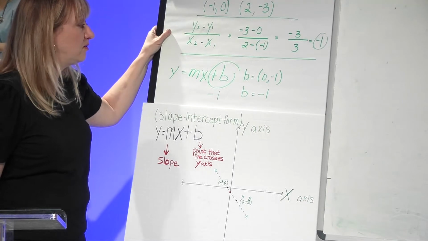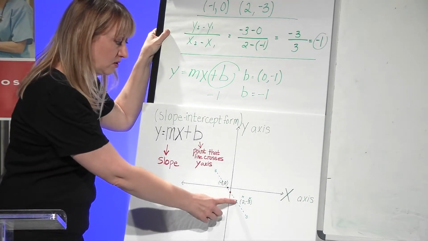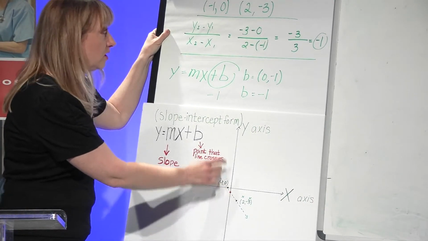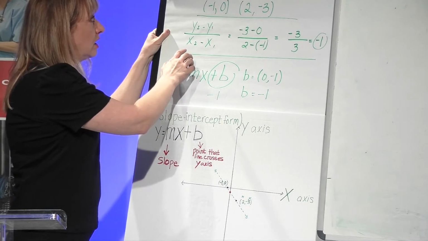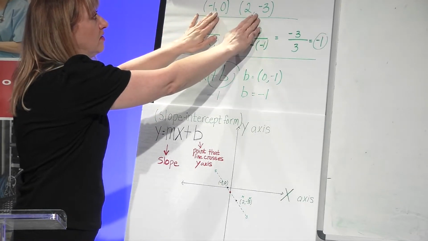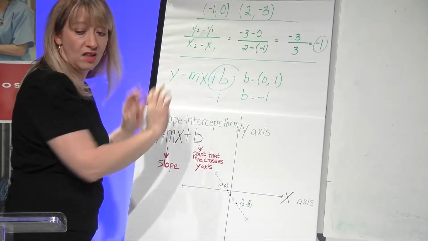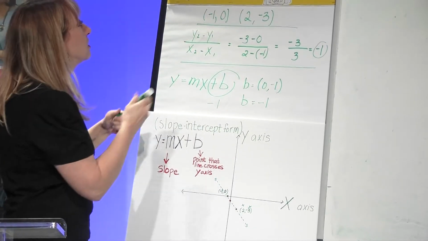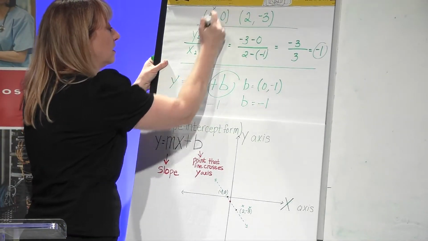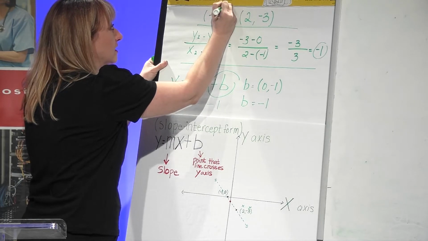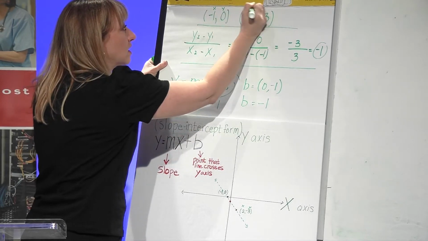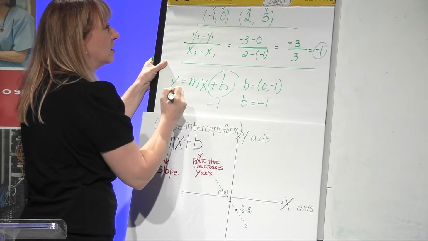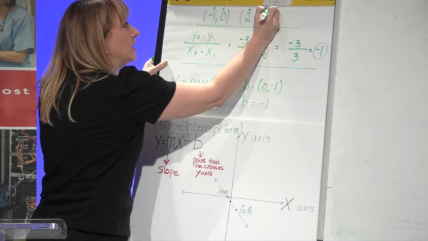Again, as long as you have 2 points, which you do, you have these 2 points that were given, you can fill this in. It doesn't matter if these are switched, as long as you keep the coordinates the same. So this is x and y. We'll call this one y2.